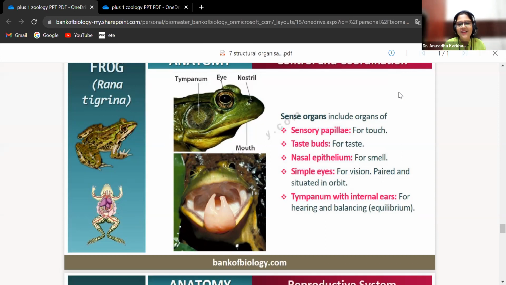No, no, thank you. Yeah, so tympanum, beta, it's an internal ear. It's going to be the external part with internal ears, and it's an organ of hearing and balancing. Just like our ear is also going to be having two functions, na? Hearing and balancing. Okay.